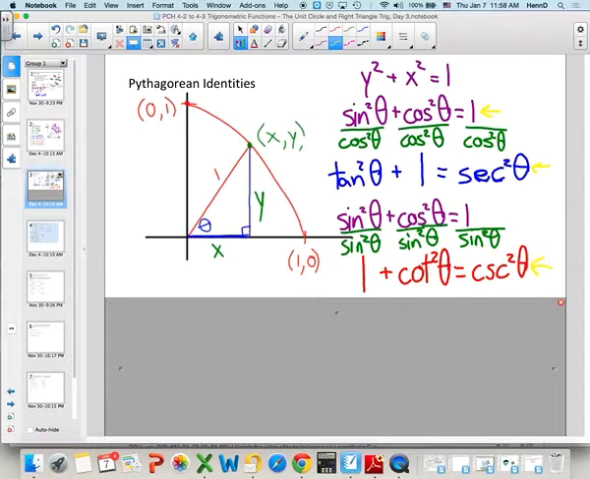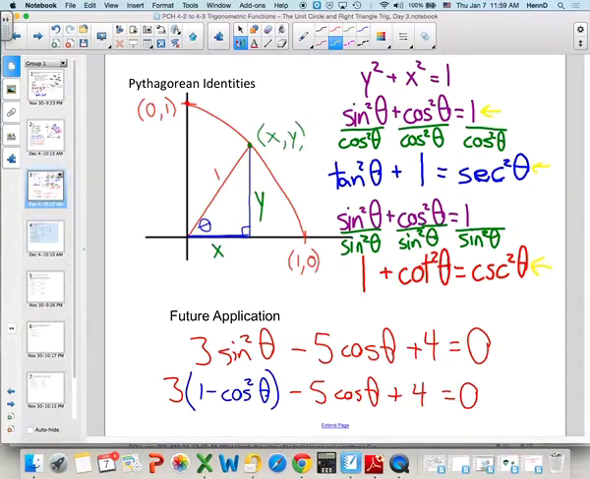Now, just a little preview of where we're headed with this: if I had an equation like this that had a sine squared and a cosine in it, I couldn't solve that. But we will be solving equations like this. In order to do that, though, I would have to recognize, hey, if sine squared plus cosine squared equals 1, I can subtract cosine squared from both sides. And I know sine squared is 1 minus cosine squared. So now I have an equation that only has cosines, and I'm able to solve it.